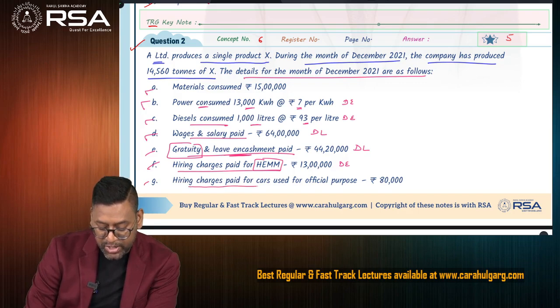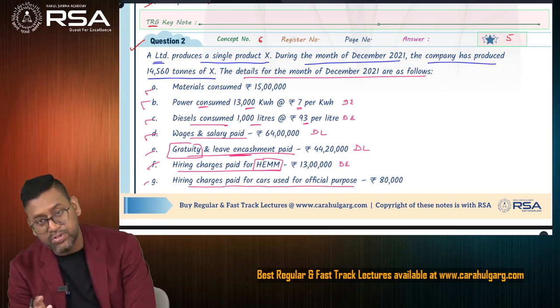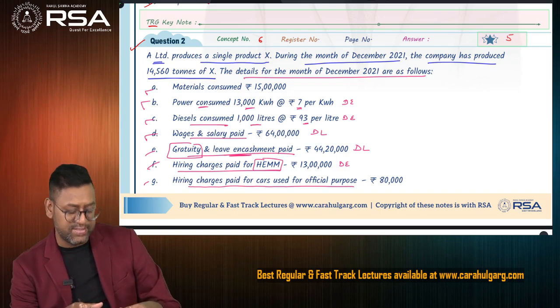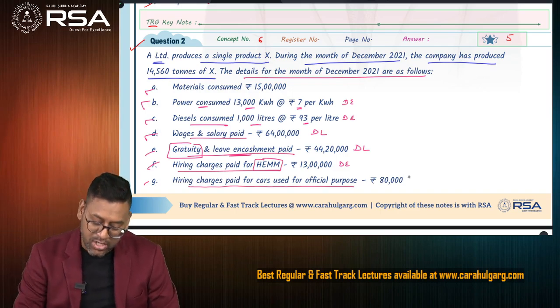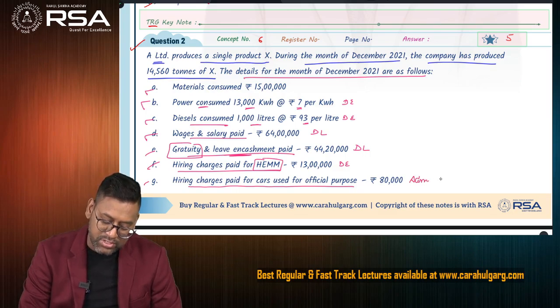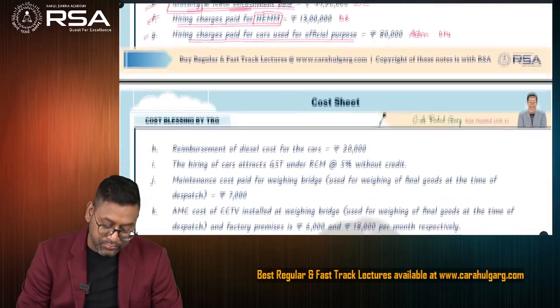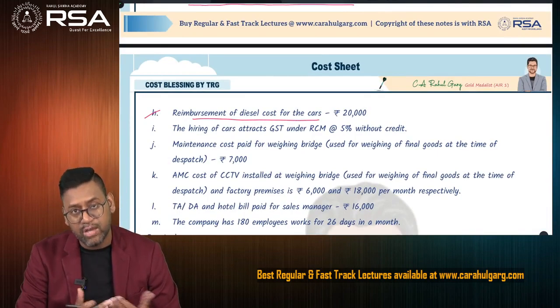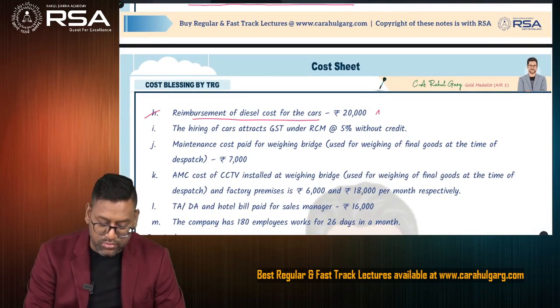Hire charges paid for cars used for official purpose. So for official purpose, we have taken the services of some cab operators, etc., and we have paid them the hiring charges. So it is purely the administration overhead. Then reimbursement of diesel cost for the car. To that cab operator, we paid rupee 20,000 as well. So it is again related to administration overheads.